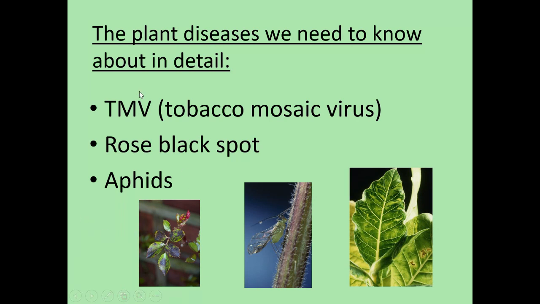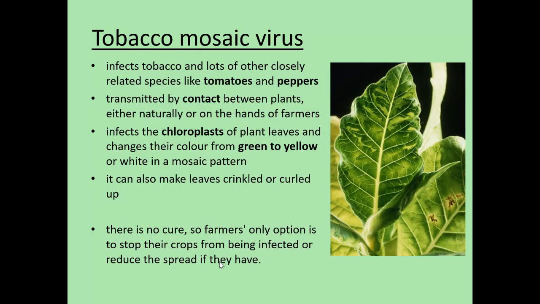So TMV, in a similar way to HIV, being a virus, has been shortened down to just the letters. Tobacco mosaic virus is what TMV stands for. Rose black spot is this picture down here. It is black spots that appear on roses, again, not too hard to remember. And aphids, which some of you will already recognise as these little green insects, although they are not pathogens because they are not microorganisms, are certainly parasitic. Okay, so in detail now, let's have a look at tobacco mosaic virus.